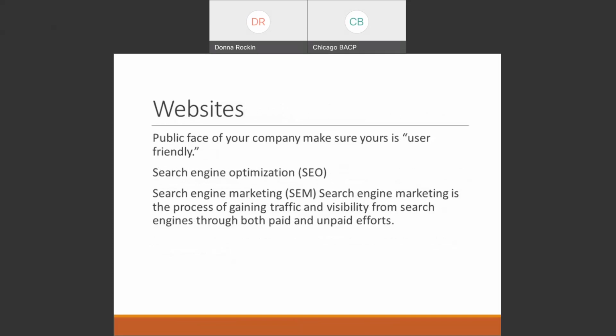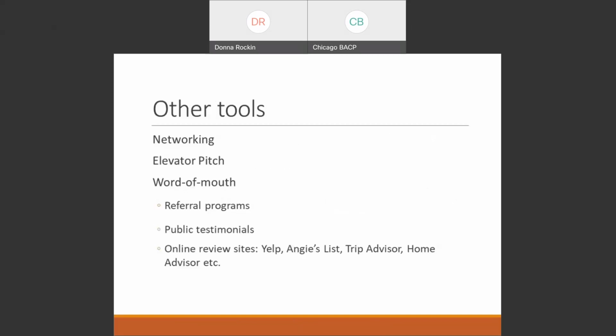Websites, it's the public face of your company, so make sure yours is user-friendly. Search engine optimization is so that you have all the keywords that anybody could possibly search for you in the meta tags. And search engine marketing gains traffic and visibility, both paid and unpaid, so that you come up often and you're paying for that first paid position for an ad through Google AdWords or similar.